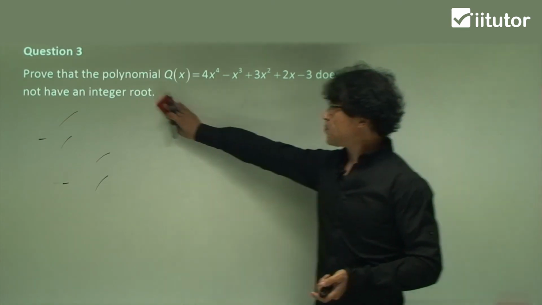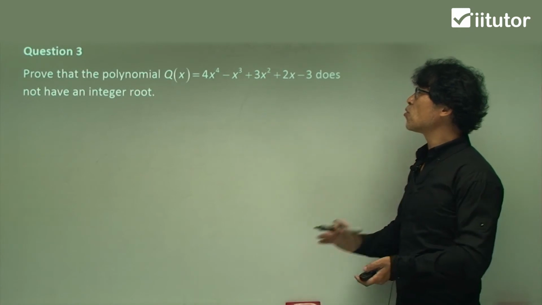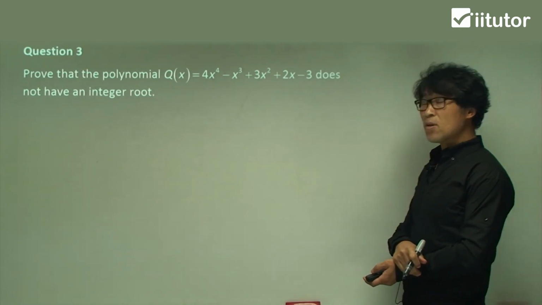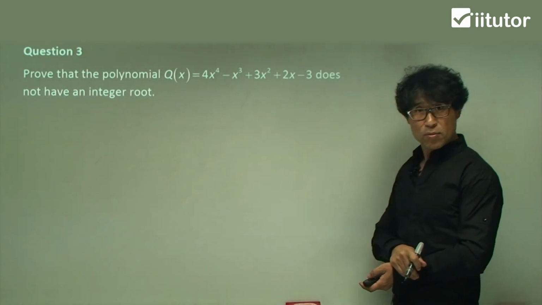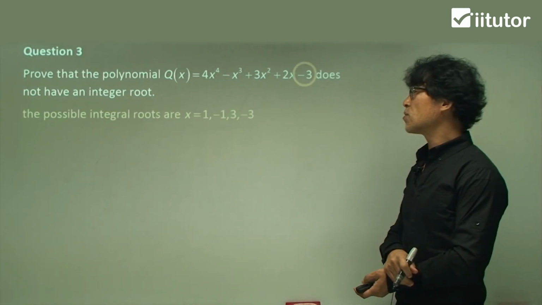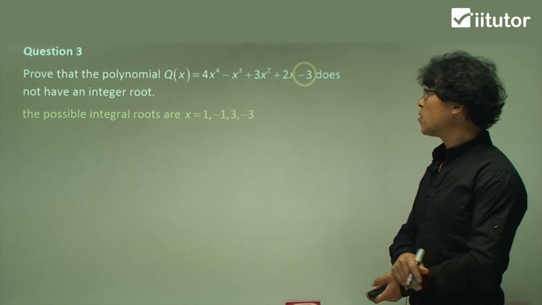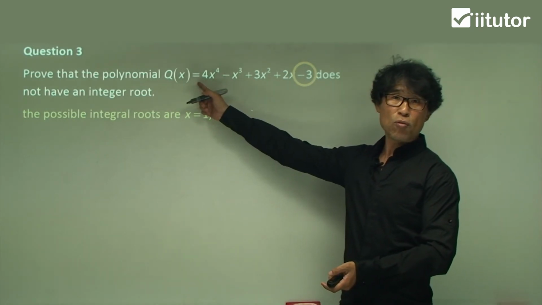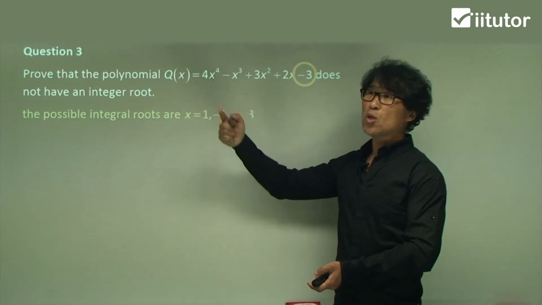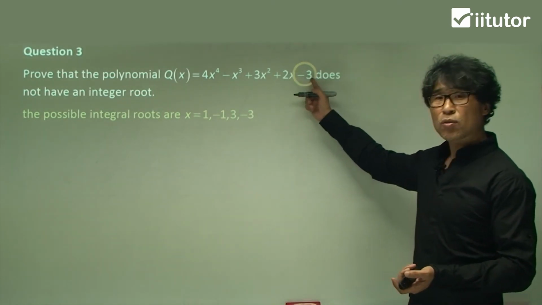Question 3 tells us to prove that the polynomial Q(x) does not have an integer root. In this case, what are the integer roots? We have only plus and minus 1 and 3. You're not going to divide by 4 or by 2 because they don't produce any integer root. So only consider that one.